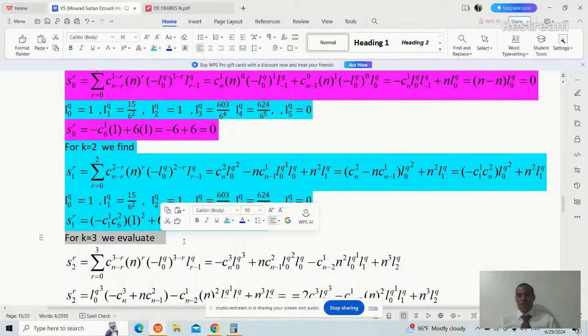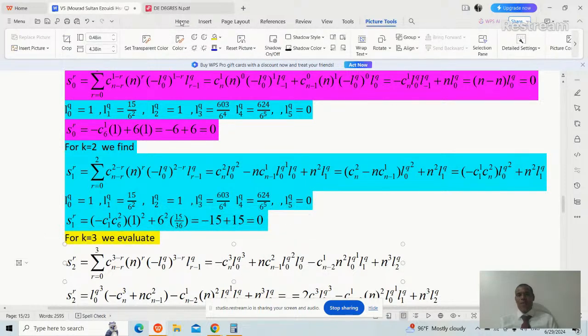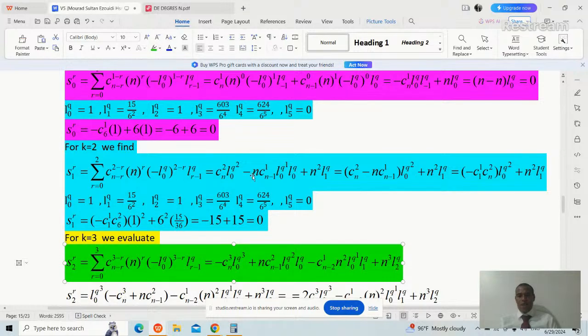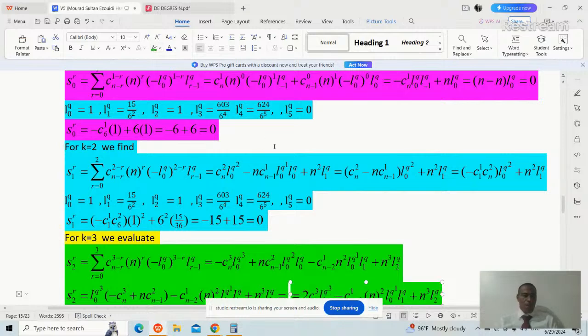Now, I will try to find S2, sorry. S2, learners, just substitute k with 3 in the formula. When you substitute k with 3, you will get a formula, learners. This formula is very important, because it will give you the value of S2.